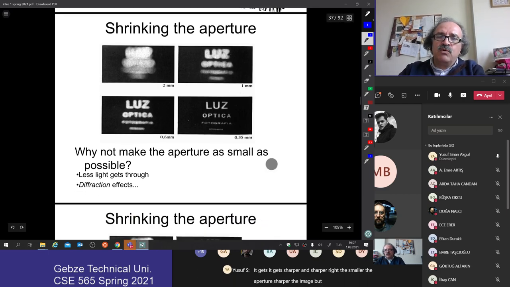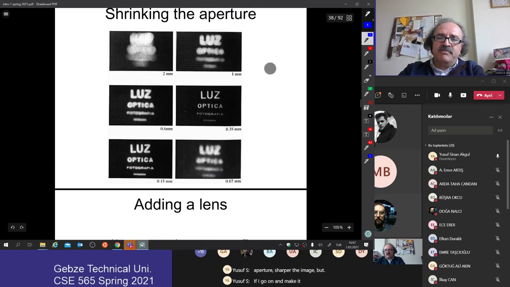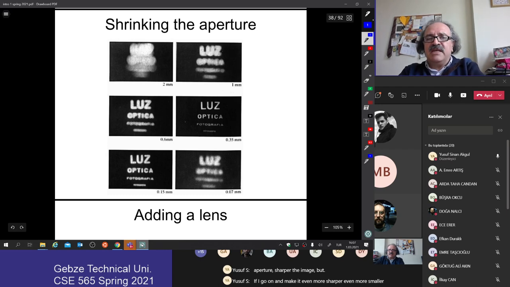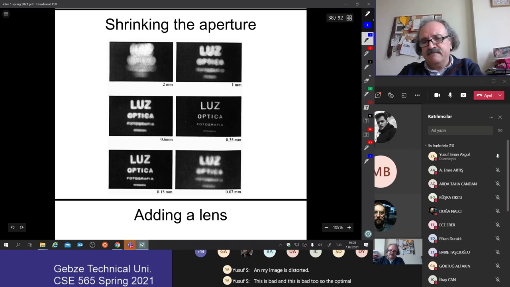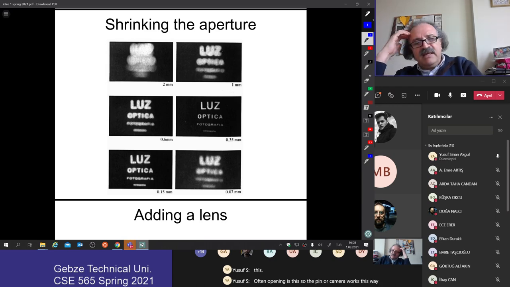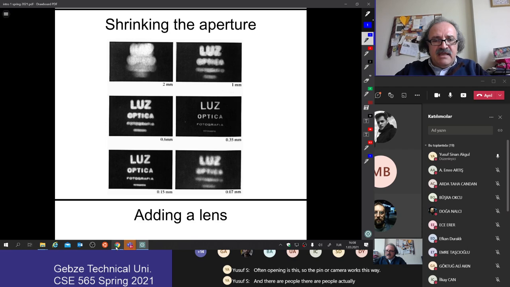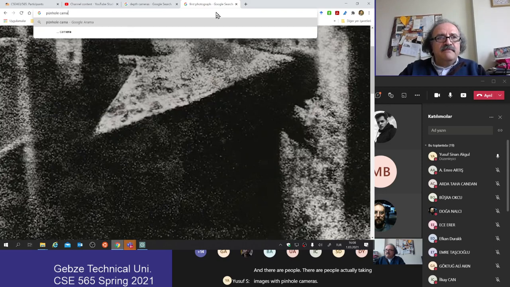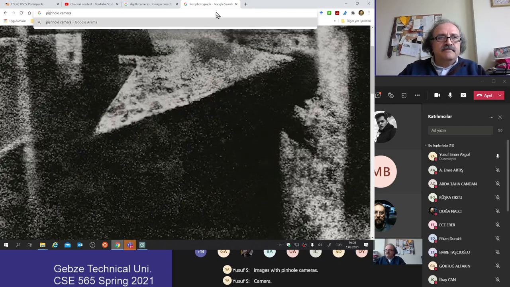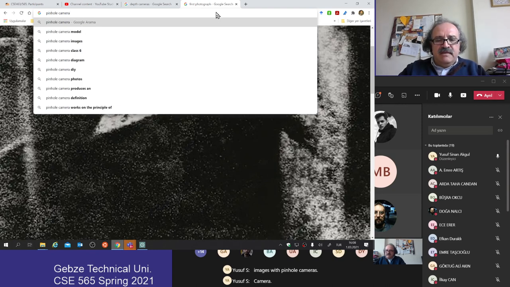But if I go on and make it even smaller, the image doesn't get even sharper. No, it gets diffracted, okay? And my image is distorted. This is bad and this is bad too. So the optimal opening is this. So the pinhole camera works this way. And there are people actually taking images with pinhole cameras. Pinhole camera images, yeah.